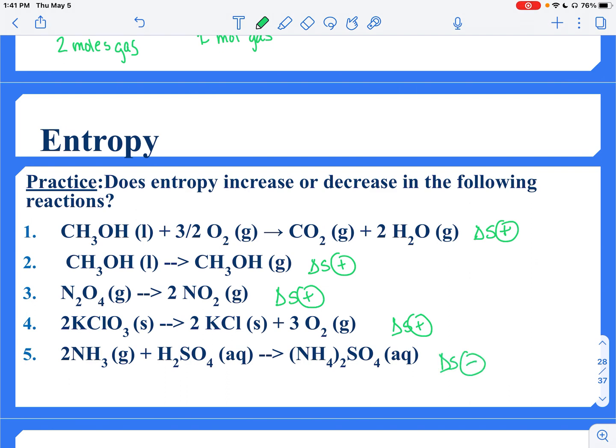So all of these increase in entropy, delta S is positive, except the last one. The last one, we go from 2 moles of gas to 0, so that's going to be a decrease.